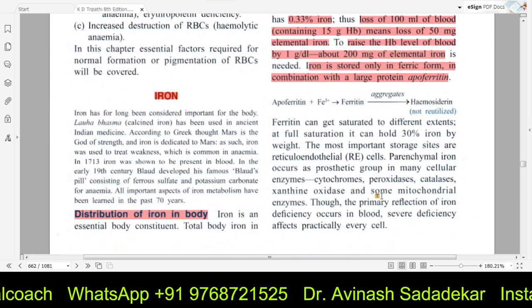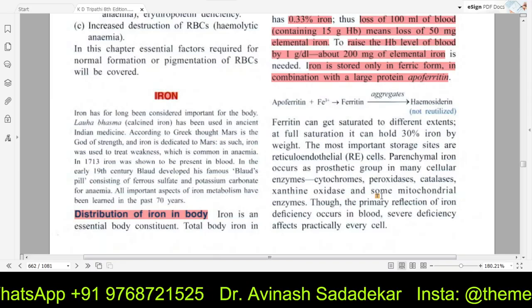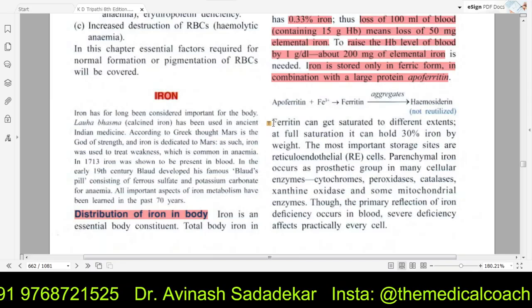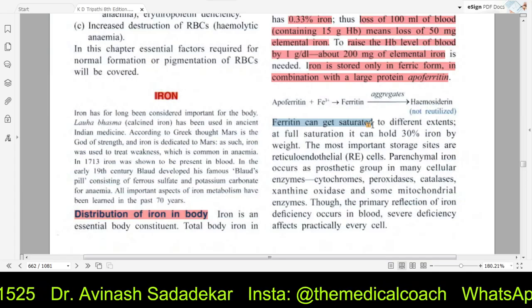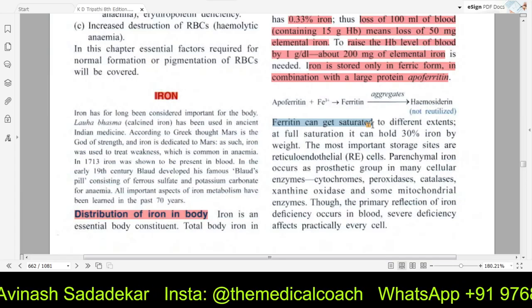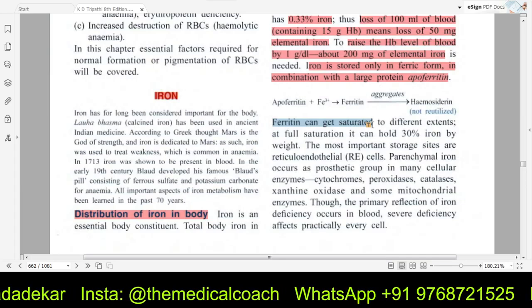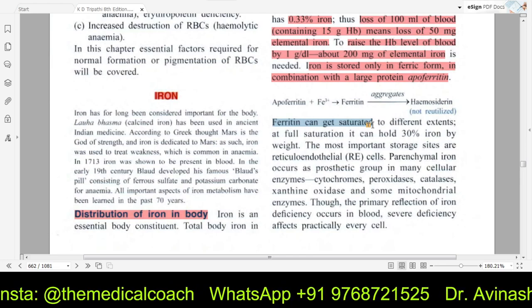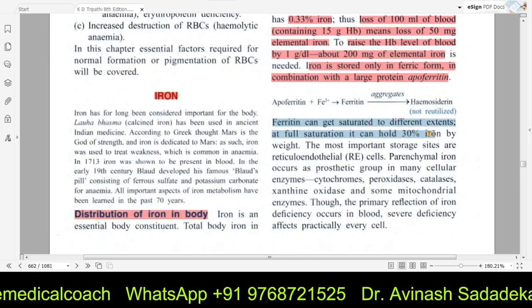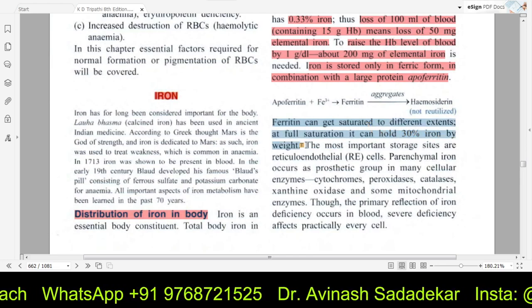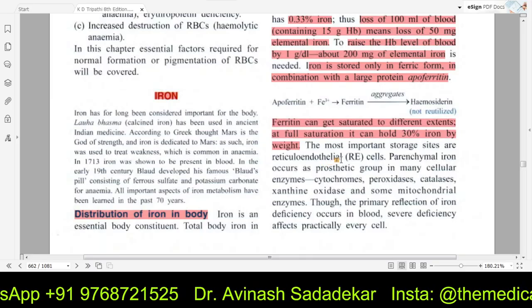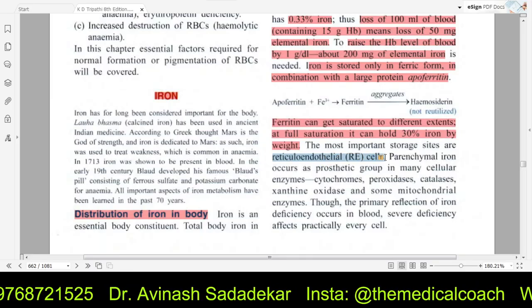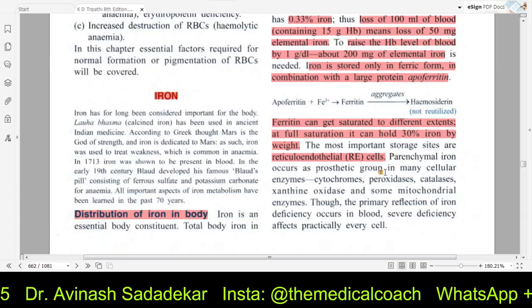Now this is what is important. You need to know this. You also have to understand that ferritin gets saturated to different extents. So sometimes it can be 5% saturated, 10% saturated. At full saturation, it can hold 30% iron as compared to its weight. And where is iron stored? In the reticuloendothelial cells. This is the most important site.